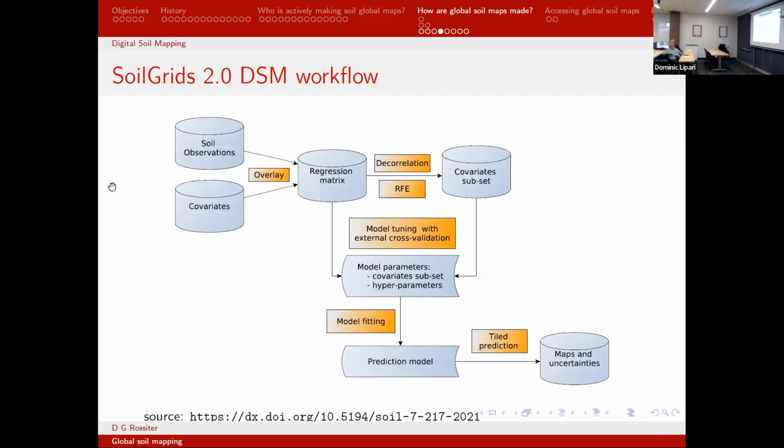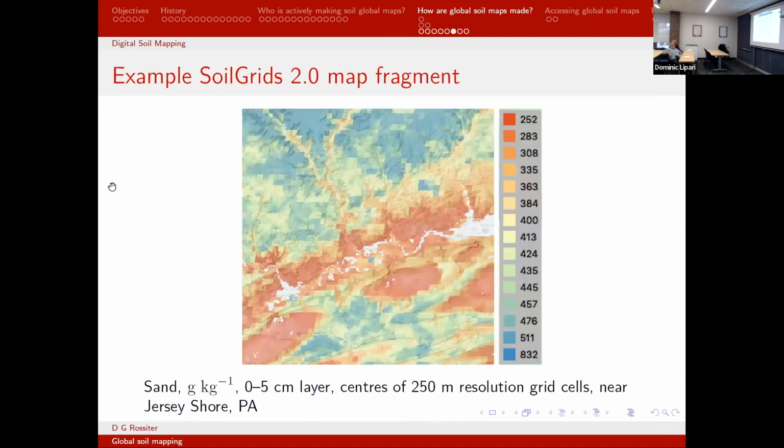I won't spend much time on this. We have our observations and our covariates. We put them in this big, what we call a regression matrix, and there are a lot of technical details here that we go through: the model fitting and the tuning and so forth, and we end up making the maps and the uncertainties. This is an example of the SoilGrids problem.